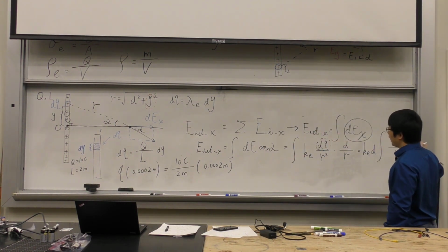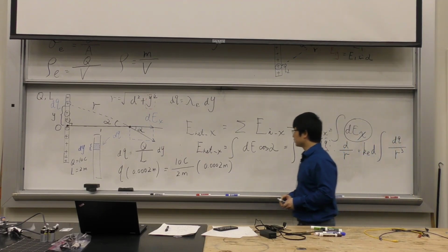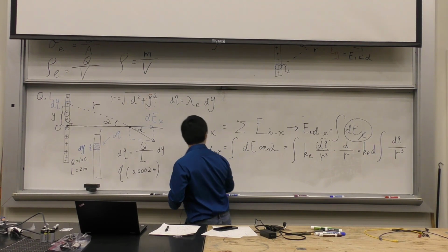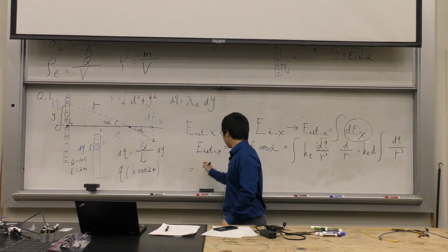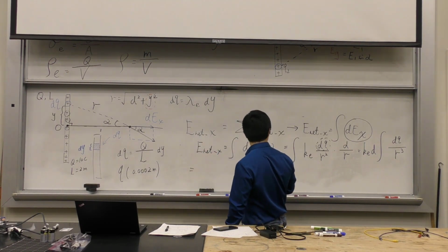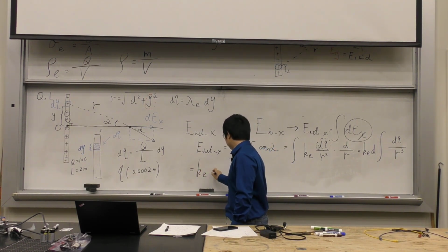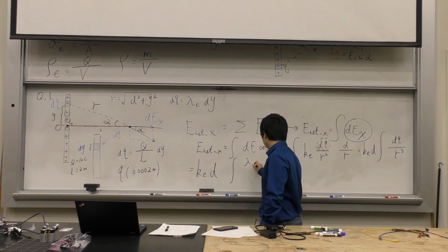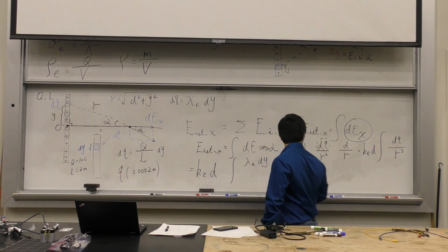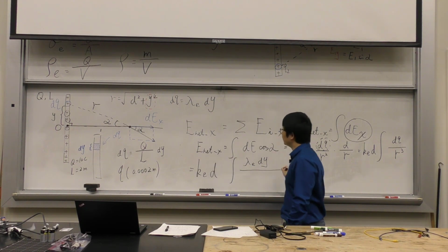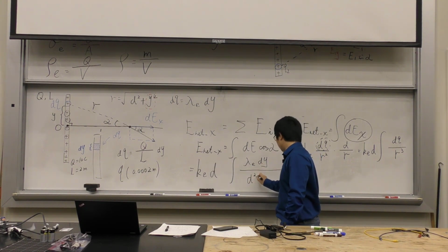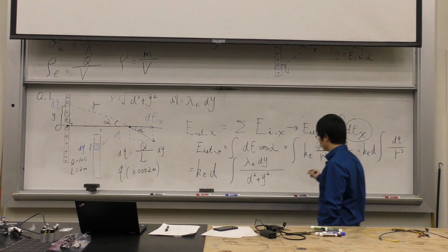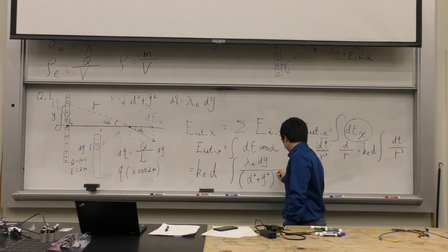Now let's put everything together. So what do I get at the end? I get this. I'm still working on this integral, so don't forget what we're doing. I get Ke d. Now dq, I wrote it as lambda e dy. Now this r cubed is going to be the square root of d squared plus y squared, to the power of 3/2.